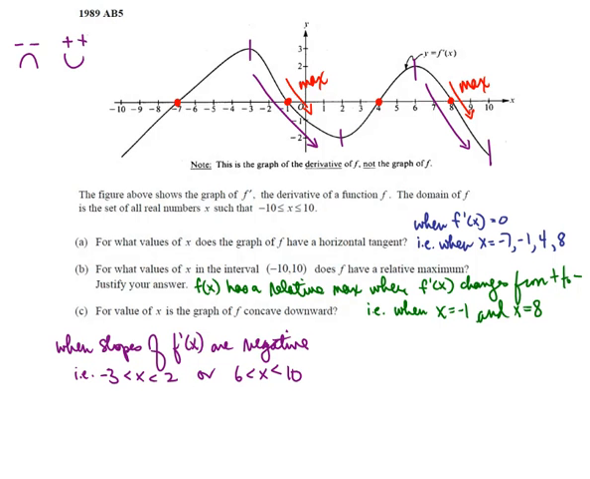And that does it for this problem. It's a pretty straightforward interpretation of the graph of f prime of x. It would be different answers if this was the second derivative graph or if this were the initial function f. We'll stop here.